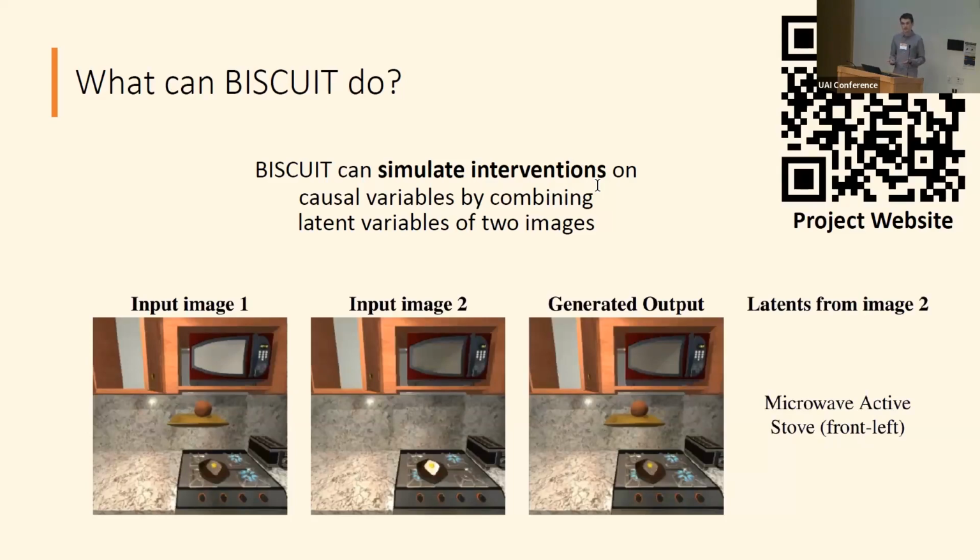Once you have identified the causal variables, what can you do with them? Well, you can now, for instance, simulate latent interventions. You can, for instance, take an image and say, how would this image look if I would turn off the microwave? This you can now do quite easily once you have them, because you can simply swap out a latent variable with another one of a second image, and therefore also create novel combinations of causal variables that you have never seen before.